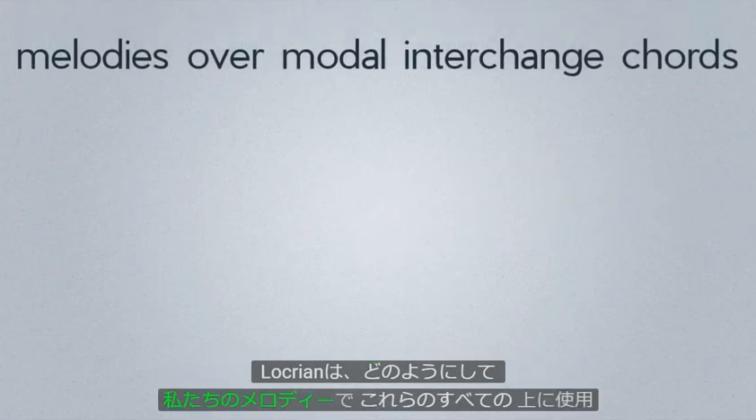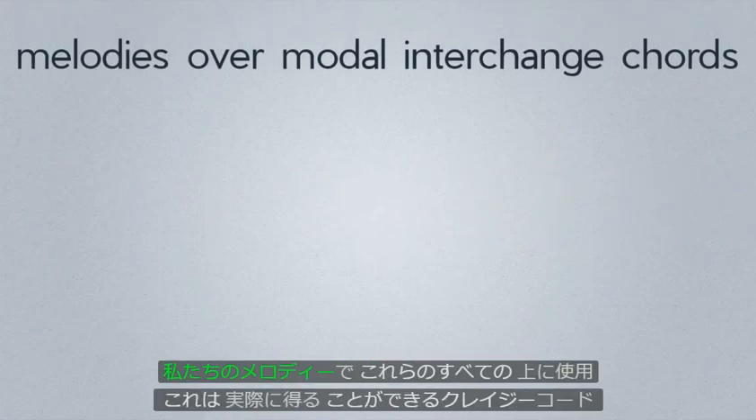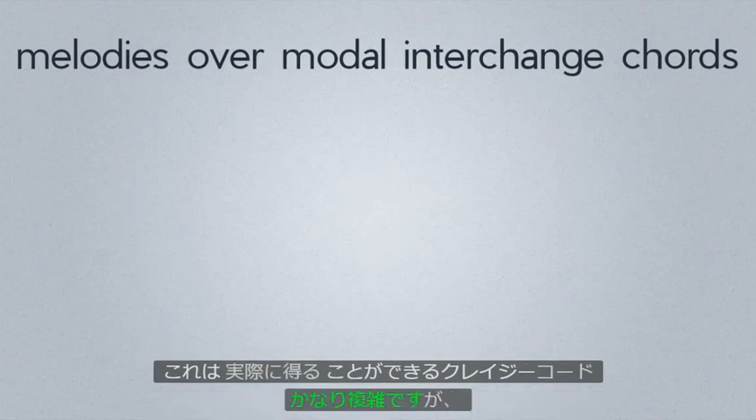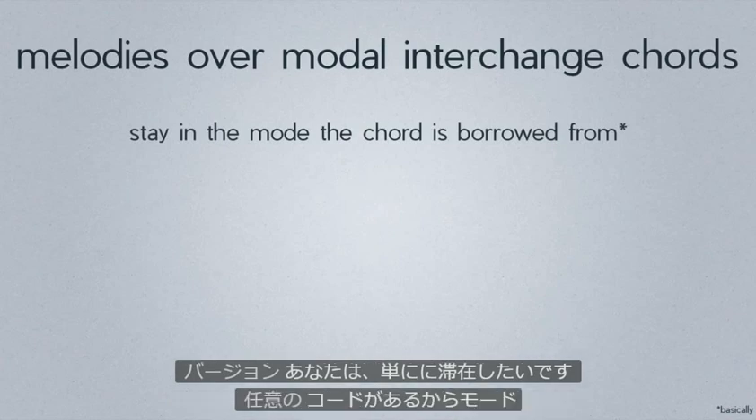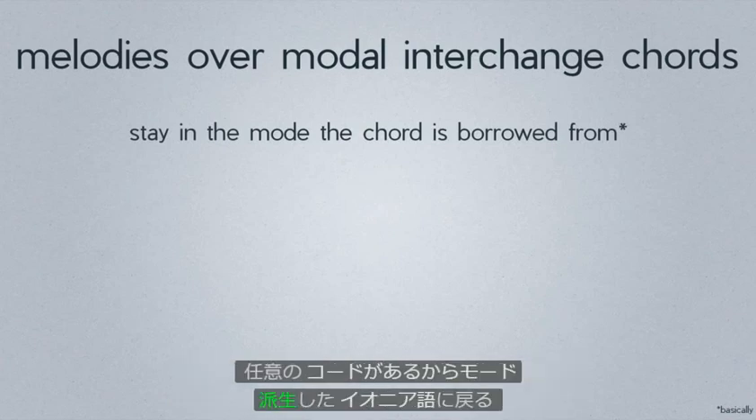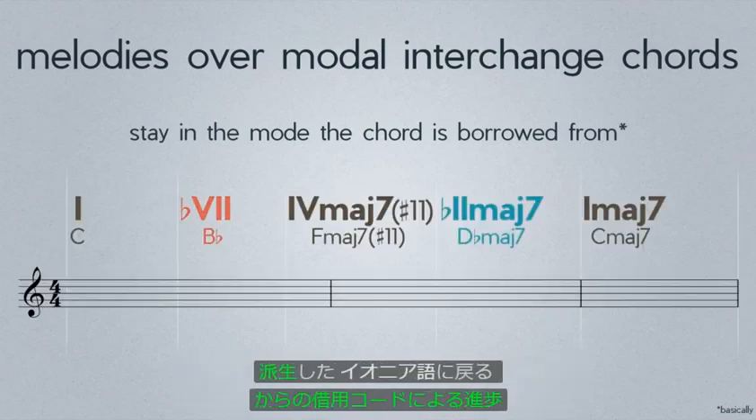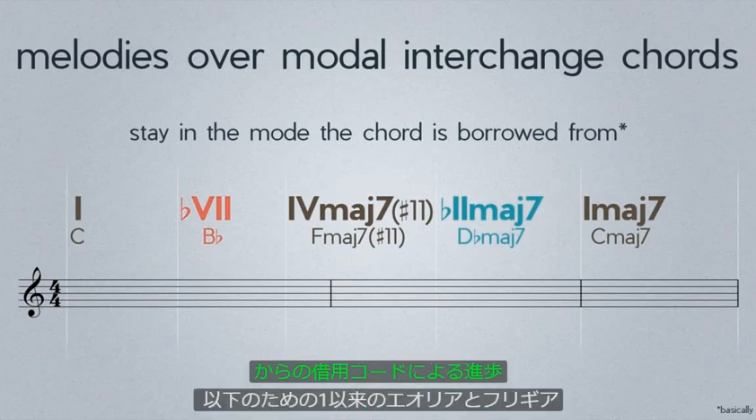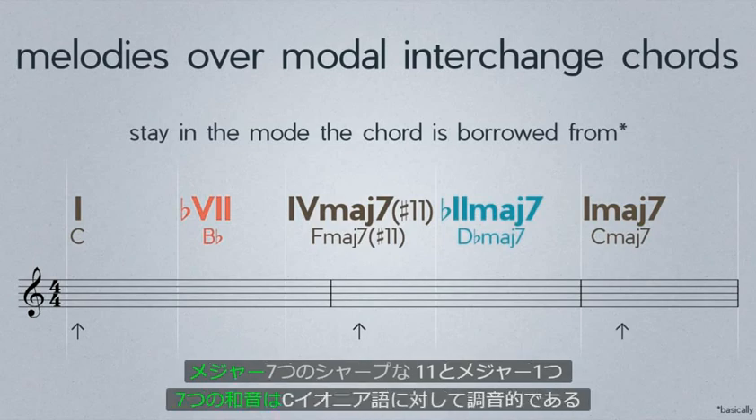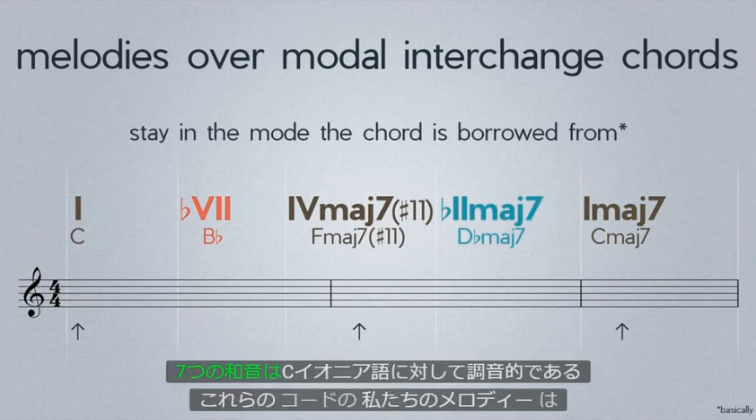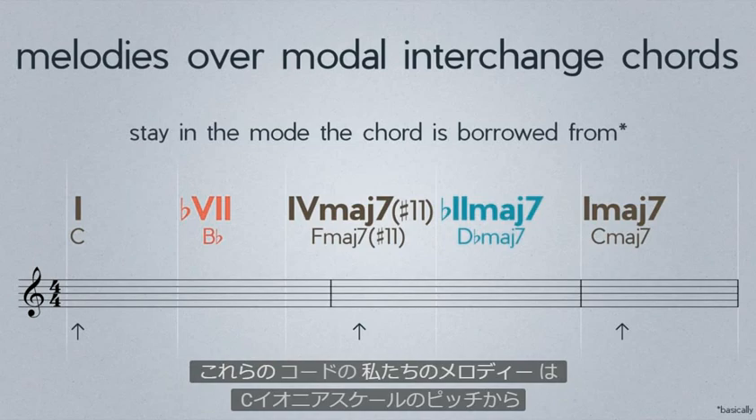Now, how do we know what notes to use in our melodies on top of all these crazy chords? Well, this can actually get pretty intricate, but for the purposes of this video, we'll do the quick and dirty version. You want to simply stay in the mode from which any given chord is derived. Let's go back to that Ionian progression with borrowed chords from Aeolian and Phrygian. Since the 1, 4 major 7 sharp 11, and 1 major 7 chords are diatonic to C Ionian, our melody over these chords will draw from the pitches of the C Ionian scale.